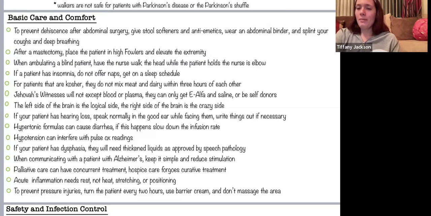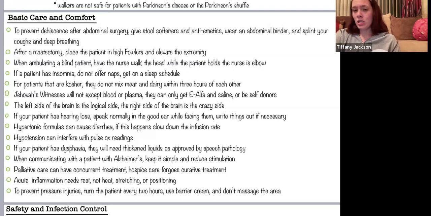When we're talking about palliative versus hospice care, palliative care can have concurrent treatment, can also be comfort measures, but you're still going to kind of keep going with the treatment. However, if a patient is hospice care, they're going to forego curative treatment.